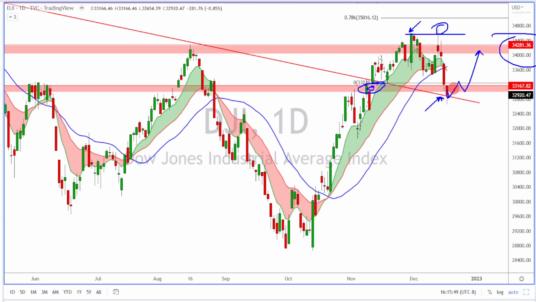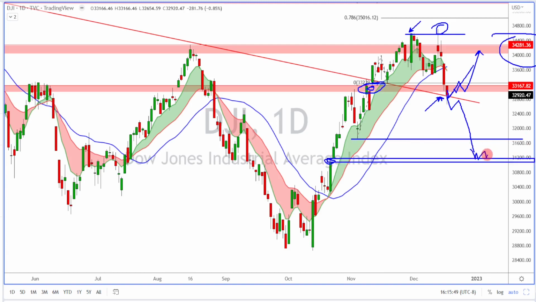But if it's unable to reverse and get a bounce and comes back below this trend line, then we'll look for this thing to come down first to somewhere around this 31,700 area, and then possibly there's a little gap here that needs to be filled, and that would be somewhere around this 31,200. So keep an eye on these levels here for the coming week on the downside, and then on the upside is basically that 34,400.